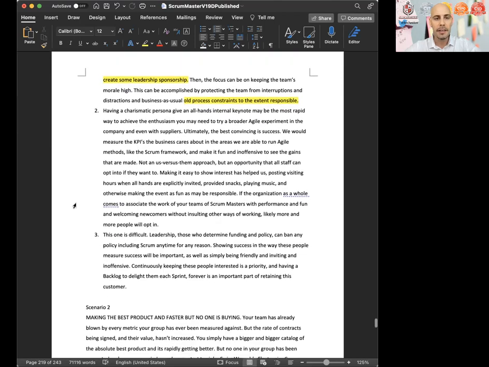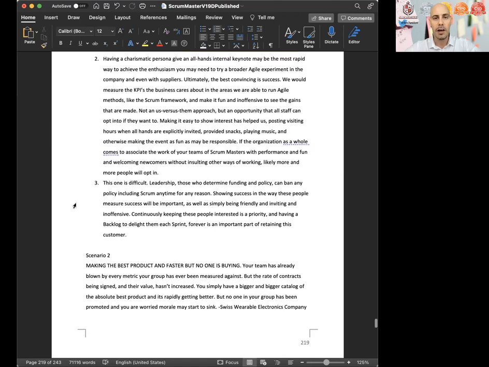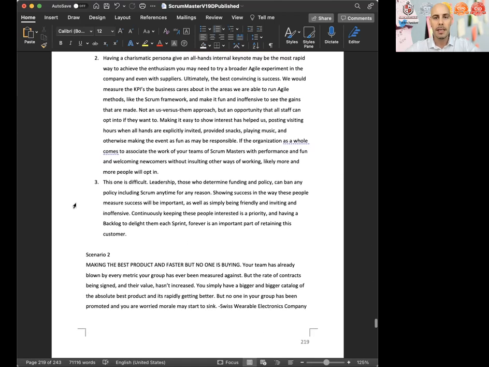2. Having a charismatic person give an all-hands internal keynote may be the most rapid way to achieve the enthusiasm you may need to try a broader Agile experiment in the company and even with suppliers. Ultimately, the best convincing is success.